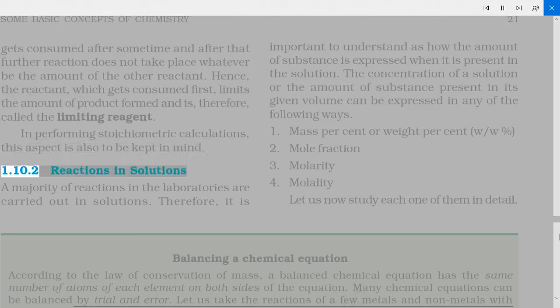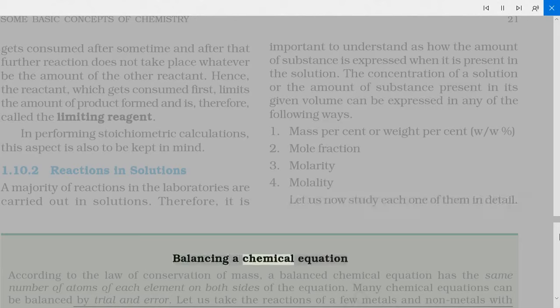1.10.2 Reactions in solutions. A majority of reactions in the laboratories are carried out in solutions. Therefore, it is important to understand how the amount of substance is expressed when it is present in the solution. The concentration of a solution or the amount of substance present in its given volume can be expressed in any of the following ways: 1. Mass percent or weight percent (w/w %). 2. Mole fraction. 3. Molarity. 4. Molality. Let us now study each one of them in detail.